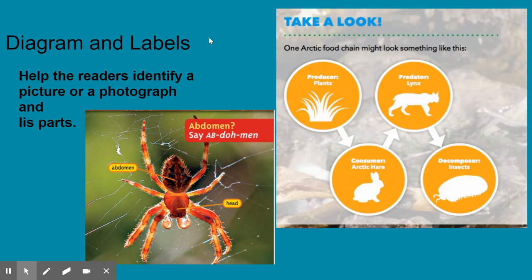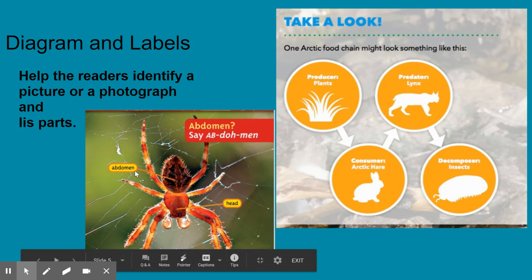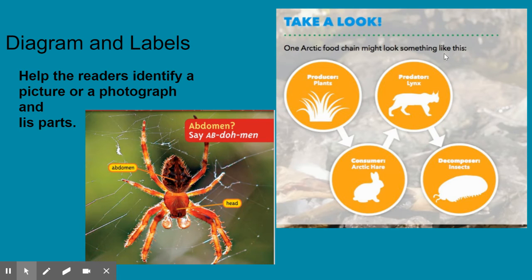Diagrams and labels help the reader identify a picture or a photograph. So like here's the picture of the spider, and they're showing me abdomen, and they're drawing a line right to it. Head, and they're showing me right to it. Or this one has one Arctic food chain might look something like this. So it's showing me the producer, and then it goes to the consumer, and then it goes to the predator, and then it goes to a decomposer. So these diagrams and labels give me more information.